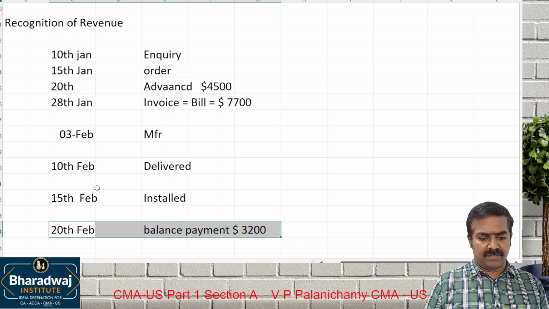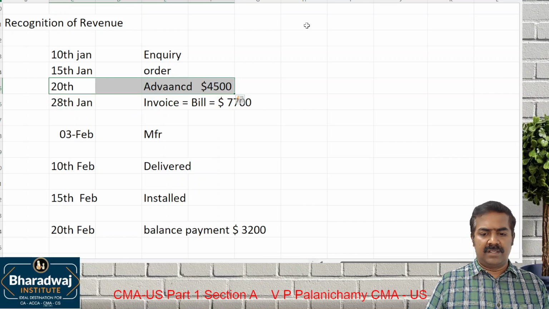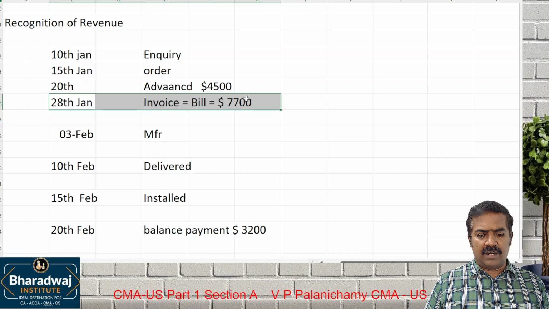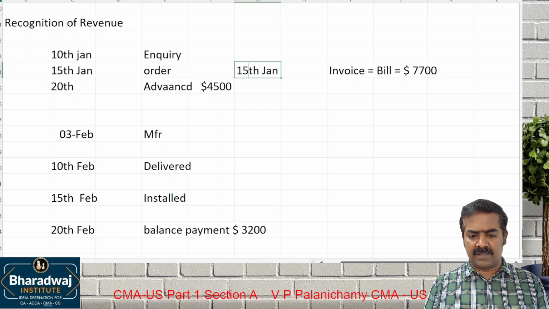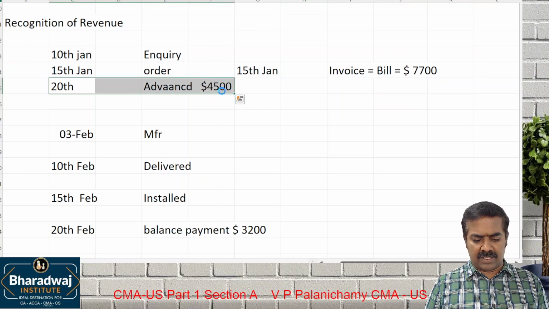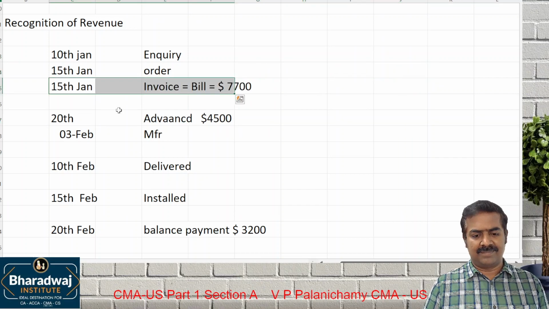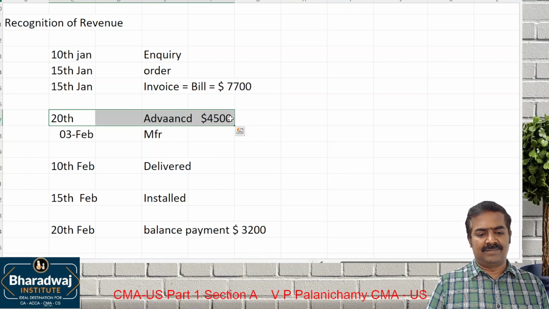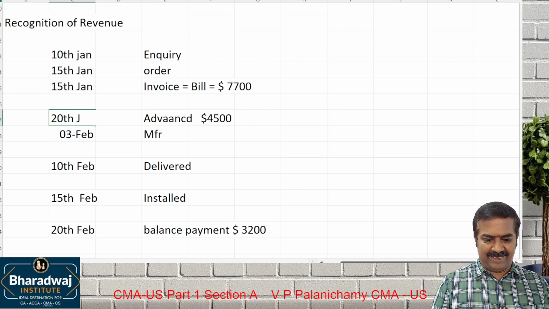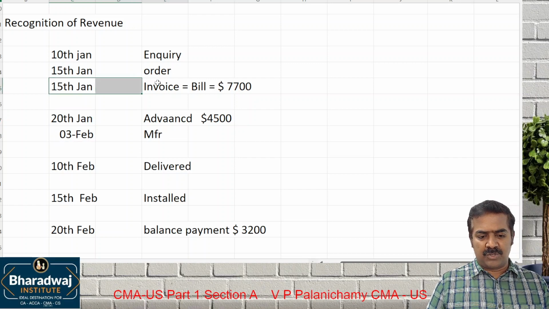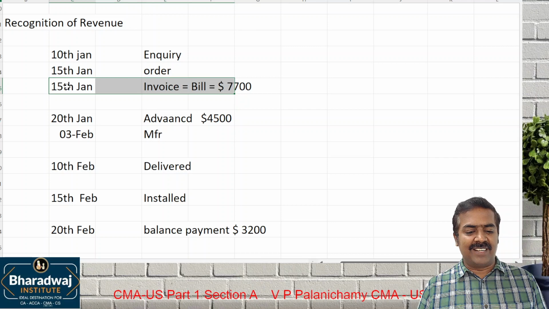On 20th Jan, we just get an advance payment. Let us assume the invoice is prepared on giving the order. On 15th January itself, we prepared the invoice, and on 20th January, the customer makes an advance payment. Now what will happen? So we will make them a receivable, meaning debtor. When will you call it a debtor? When they are actually due to pay us. So on 15th January, is there a due to pay us? No. Invoice is only paperwork.